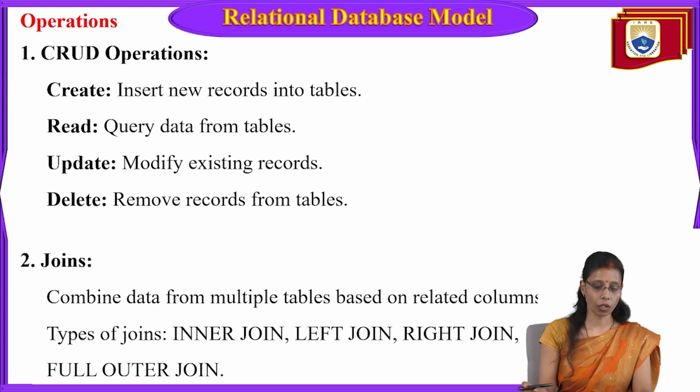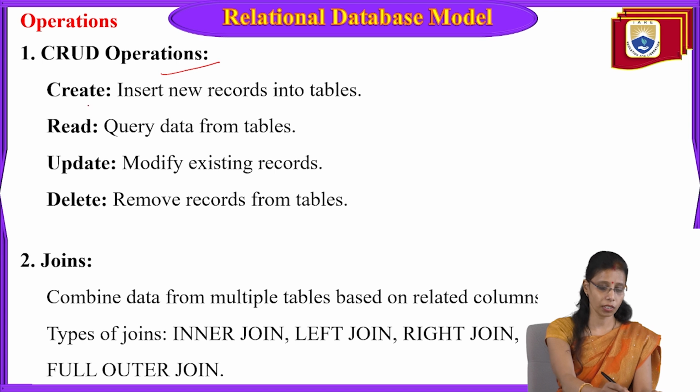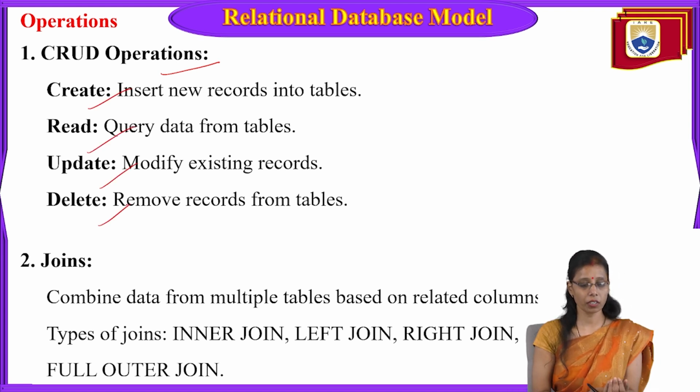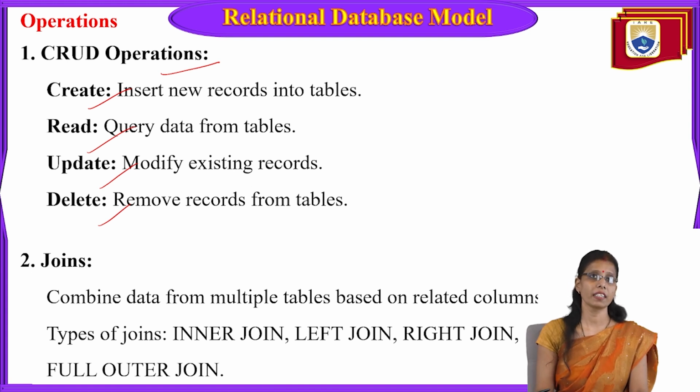Now, CRUD operations. When you look at operations, there is the CRUD option, which stands for create, read, update, and delete. So these operations help us create the data, read the data, update the data, and delete the data. Insert new records into the table, read query data from the tables, update or modify existing records, and delete or remove records from the table. So these are all things we can do in a relational database. Create is creating a new record or adding any new table.